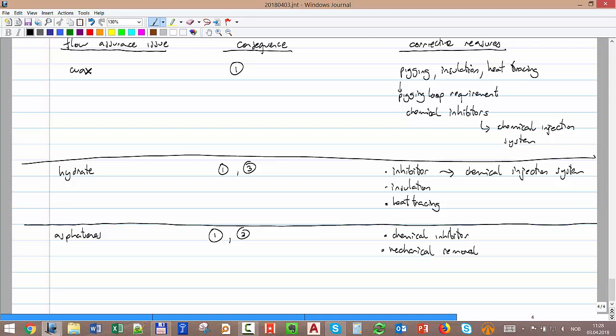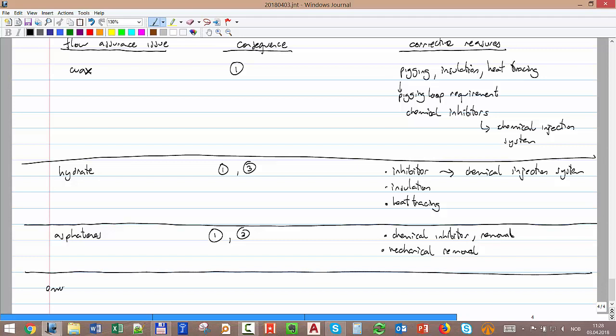Okay, chemical inhibitor, not only inhibitor, but they use chemical removal, that are these, how do you call these, resins? Okay, what else do we have that we covered here in class?